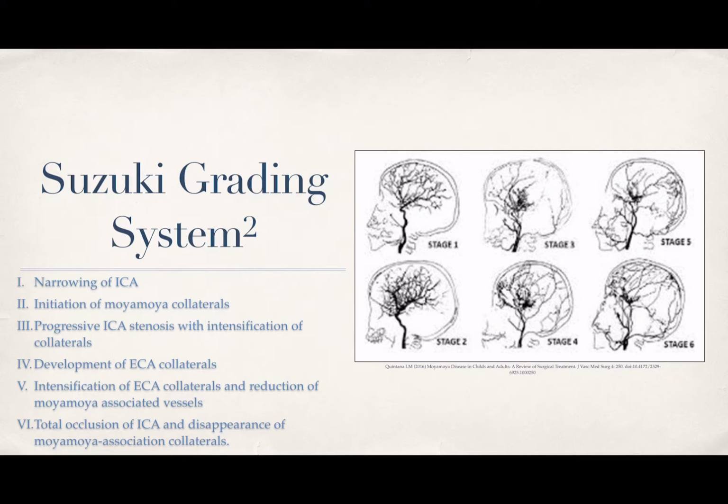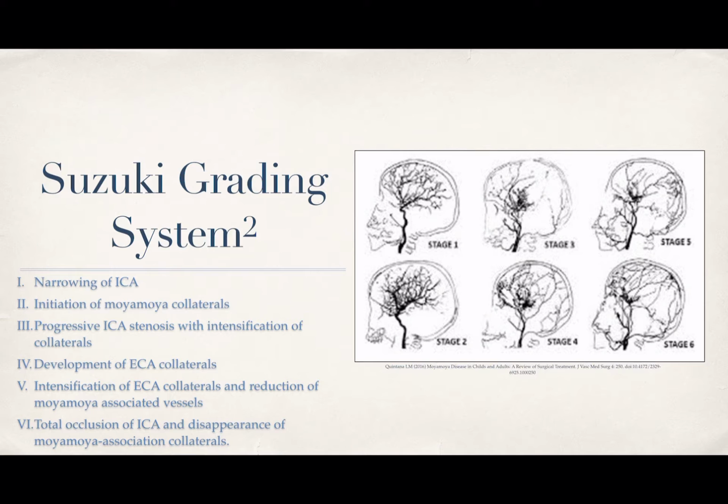So in 1969, there's a staging system for Moyamoya, and it was first described by Suzuki and Takaku. I'm so sorry if I butchered that. And this grading system, it's still used today. So the progression occurs at different rates for all patients, but there tends to be more rapid progressions for children that are between 5 to 10 years of age and those at or after 40 years of age.